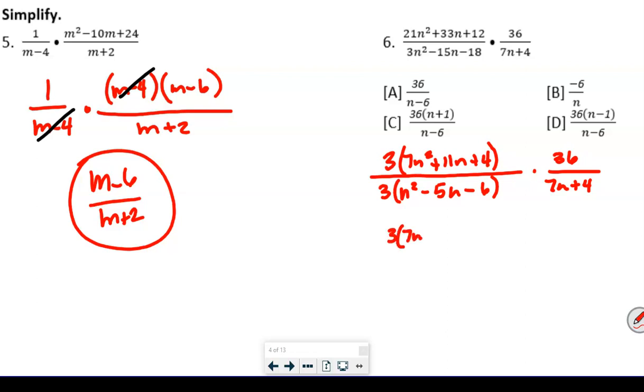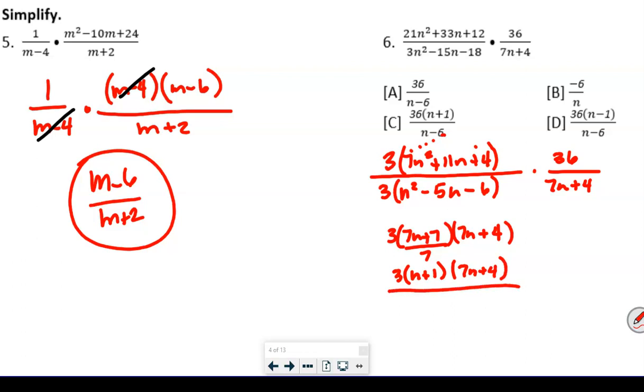So remember, we're going to do a 7n here and a 7n here. And we're looking at what are the factors of 28 that add up to be 11. So that's going to be plus 7 and plus 4, right? Okay, now remember, this can be reduced, right? So this is going to be 3 and n plus 1 times 7n plus 4, okay? That's our numerator.